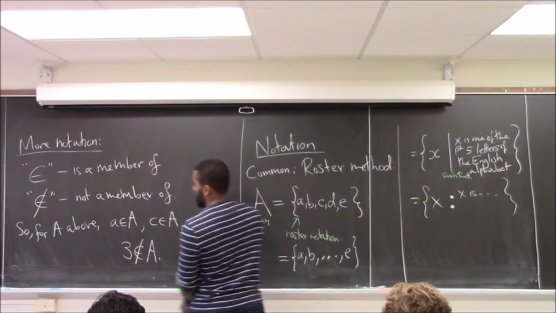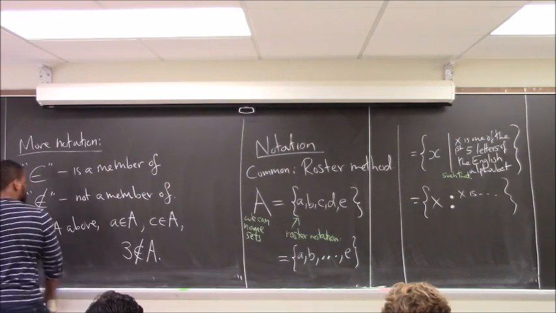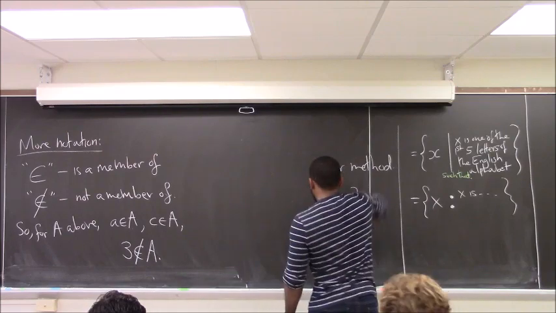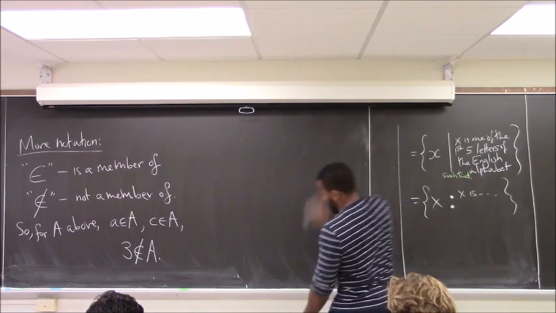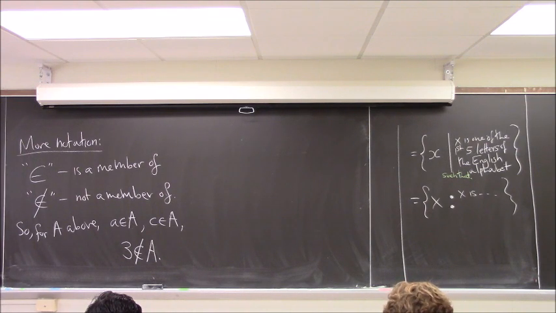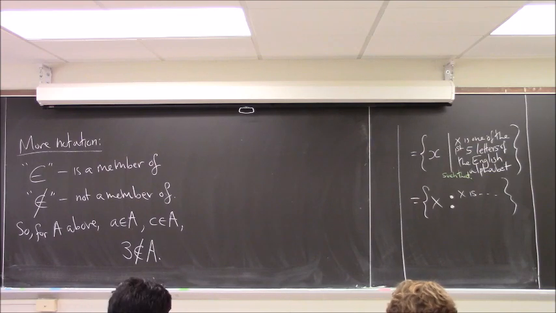So that backwards E like that means "is a member of," and with a slash through it means "not a member of." I don't want to introduce any other notation at this moment. So I want to start talking about tuples. Maybe I'll just continue talking about sets.